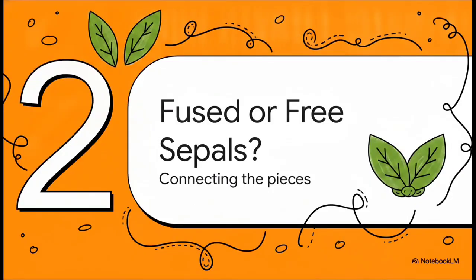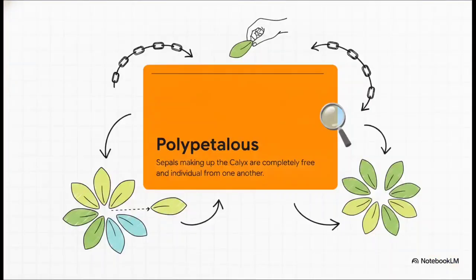Section 2. Fused or free sepals. Let's see how these pieces connect. The first condition you've got to know is called polypetalous. Don't let the long word intimidate you. In this specific setup, the sepals making up that outer calyx layer are completely free and individual from one another. If you were to gently pull on one, it would pop off by itself without dragging the rest along. So your keyword to remember here is free.